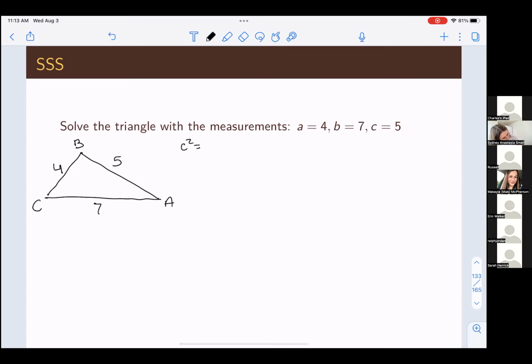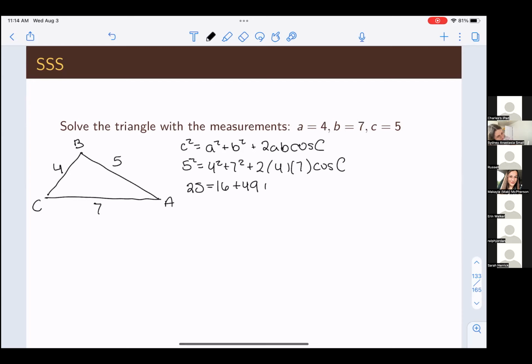In other words, I'm going to use the form c squared equals a squared plus b squared plus 2ab cosine C. Plugging in my three side lengths, this means that 5 squared equals 4 squared plus 7 squared plus 2 times 4 times 7 cosine C. Doing some arithmetic, that means that 25 is equal to 4 squared, 16, plus 7 squared, 49, plus 2 times 4 times 7, which is 56, cosine C.